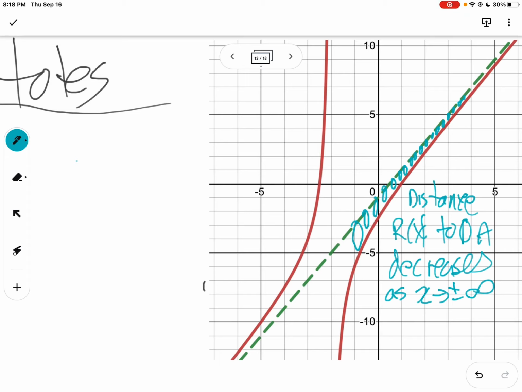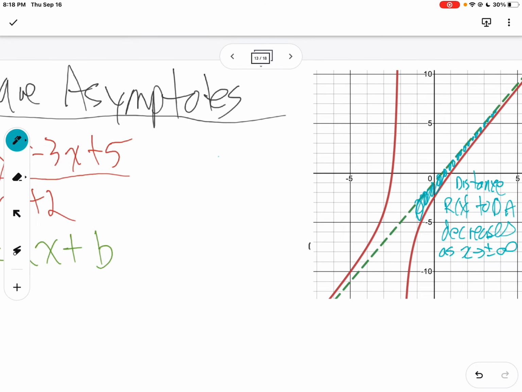So that's actually the definition of an asymptote: when a function approaches a straight line or some other type of function. For our purposes, a straight line, it gets closer and closer and closer, but never quite touches it. So the distance between the green asymptote and the red function is approaching 0. And that's the definition of an asymptote. Basically, as x gets really, really big, the asymptote will just overlap the function. Okay, and we saw that.